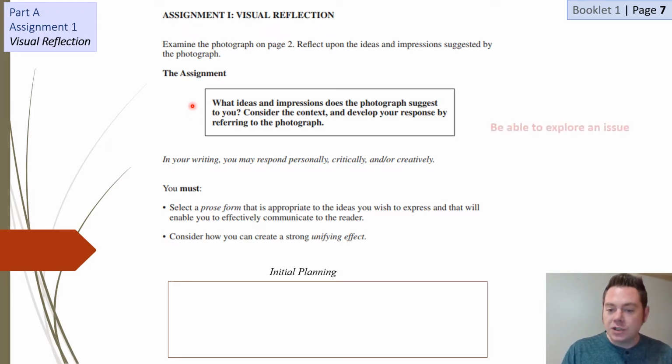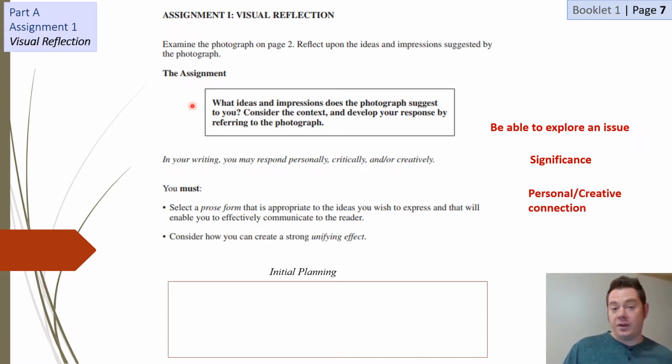So you need to be able to explore an issue. You need to identify what is significant about that issue. You don't just say, I see people doing this and that shows their adaptation. What is significant about the fact that people adapt to their surroundings in order to live their lives?